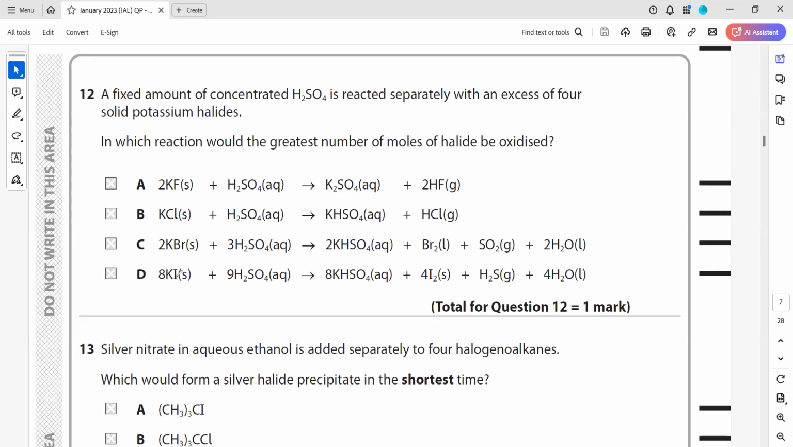How many moles of halide are being oxidized? So you just check: 8 moles are there, 2 moles are there, 1 mole, 2 moles. Because a fixed amount reacted separately, in which the greatest number of moles of halide has been oxidized. And you can also check from the products as well. Like here, bromine is there. This is iodine, producing iodine molecules. 4 moles are being oxidized here.